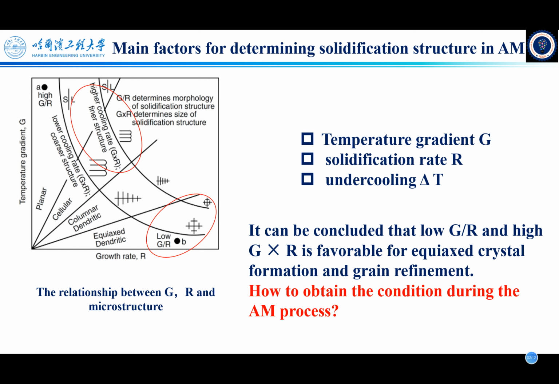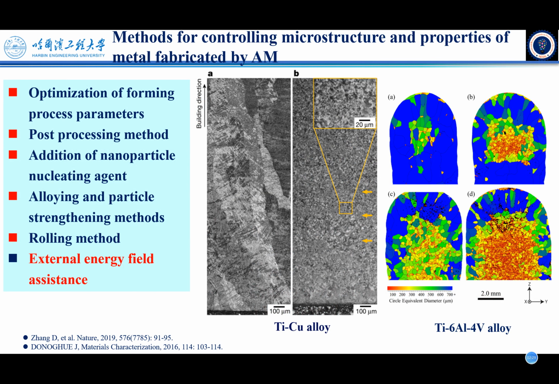microstructure under different conditions. It can be concluded that low G divided by R and high G multiplied by R are favorable for equiaxed crystal formation and grain refinement. How to obtain the condition during the AM process?